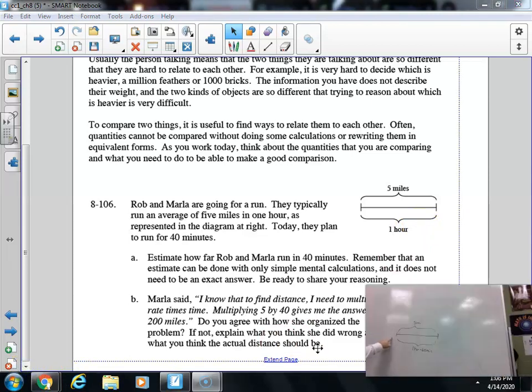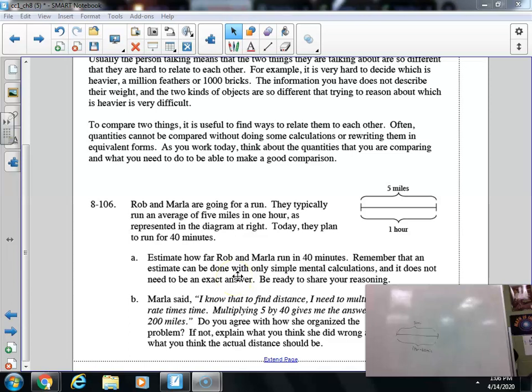So you guys can see I went and read through this diagram here. You guys should now have it in your notes as well. And we're still comparing the measurement of distance, 5 miles in 1 hour, but 1 hour is also equal to 60 minutes. So question A says estimate how far Rob and Marla run in 40 minutes. Remember that an estimate can be done with only simple mental calculations and does not need to be an exact answer. So we're not looking for an exact answer to this problem.